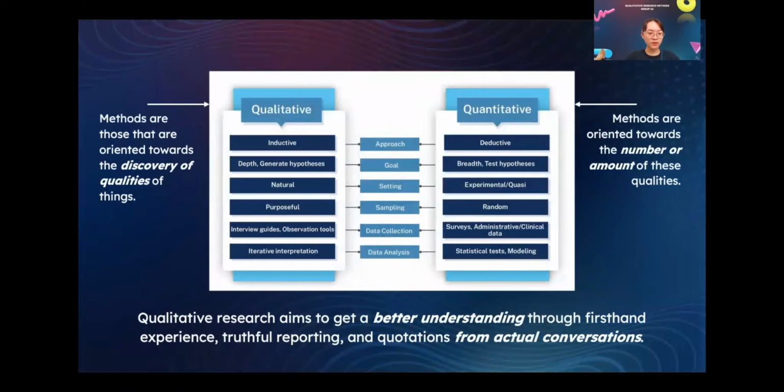The qualitative methods are those that are oriented toward the discovery of qualities of things, and the quantitative methods are oriented towards the number or amount of these qualities. And about the purpose of qualitative research method, this method aims to get a better understanding through first-hand experience, truthful reporting, and quotation from actual conversations.